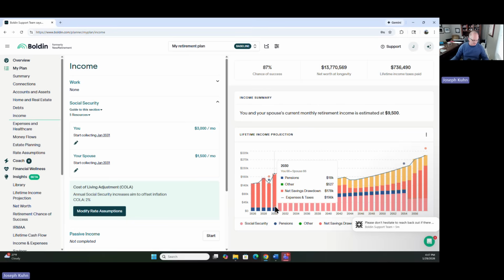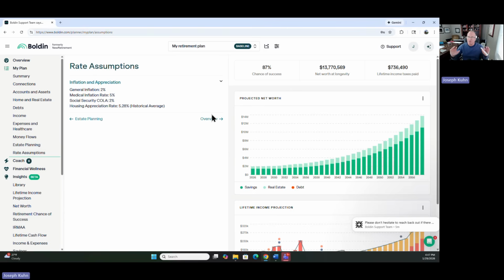Another one, let's see, I'm going to go into rate assumptions here. I know I'm bouncing around here, but I'm hoping you're somewhat exposed to Boldin, and I'm picking out some errors. They have inflation assumptions here. General inflation is at 2%. Medical inflation is at 5%. Social Security is at 2%.